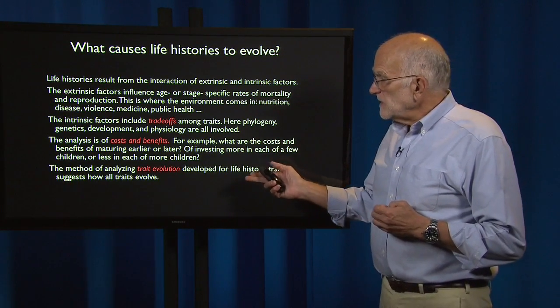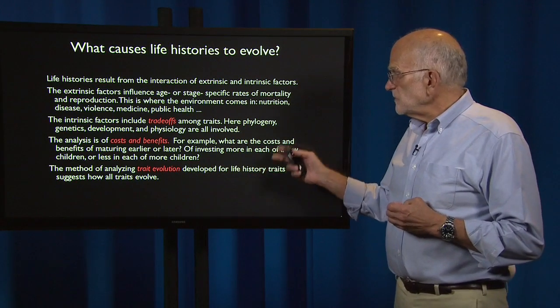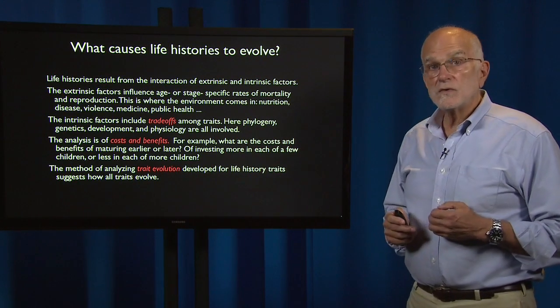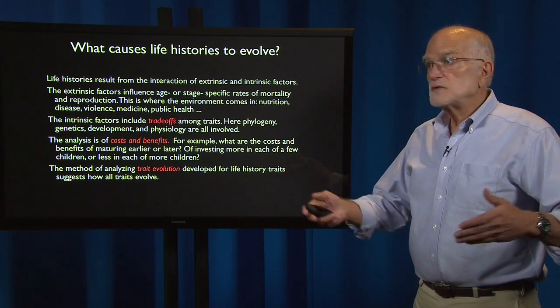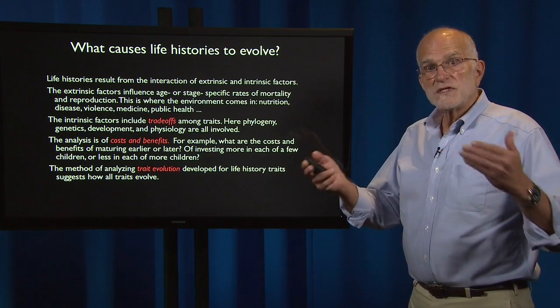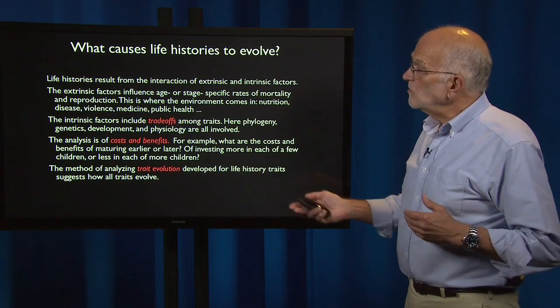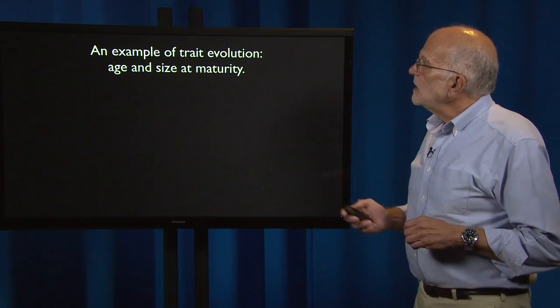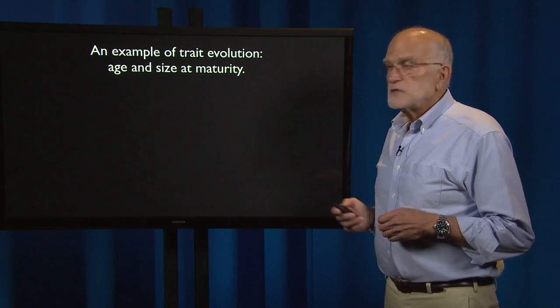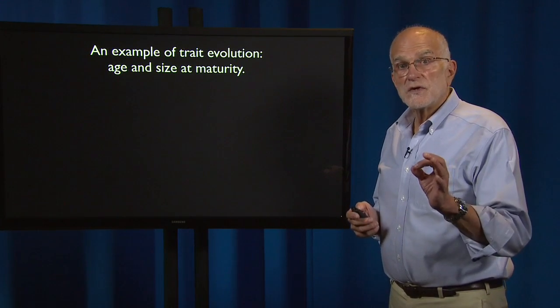The method of analyzing trait evolution that's developed for life history traits suggests how all traits evolve, including traits in the immune system, traits having to do with physiology, and so forth. Those can all be cast into this sort of framework. An example of trait evolution is age and size at maturity. We'll focus just on this one.